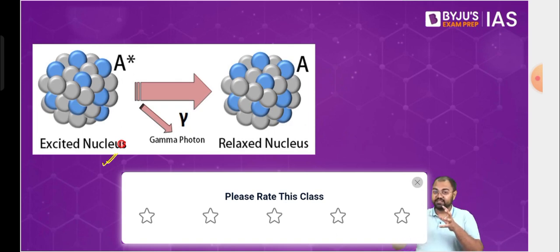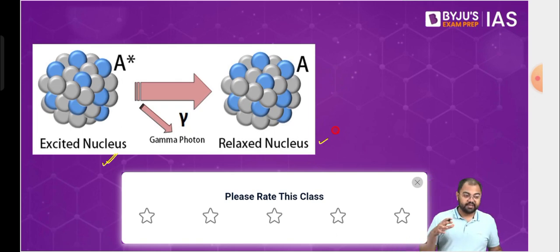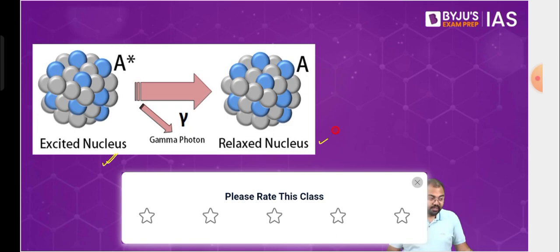So in that case, the extra energy that we have is gamma, and that extra energy will be taken away so that they are again back to the relaxed nucleus. Hence we say that gamma decay will release some energy in terms of gamma photons. So overall, this is how we look at radioactivity.